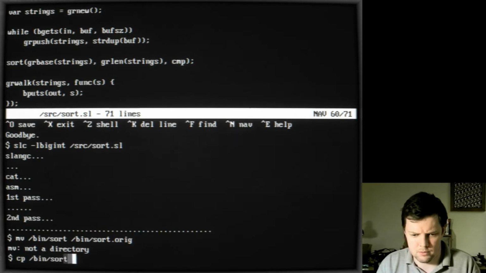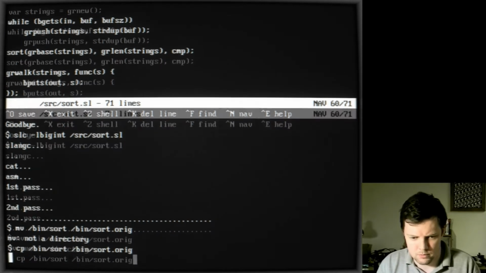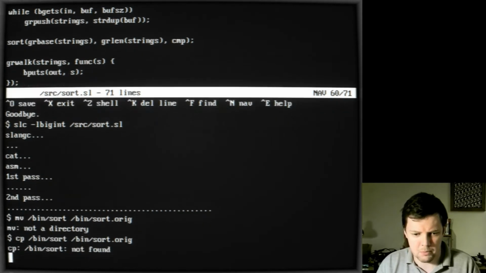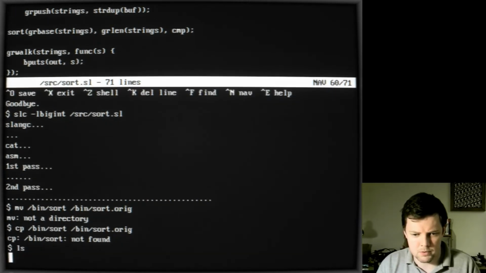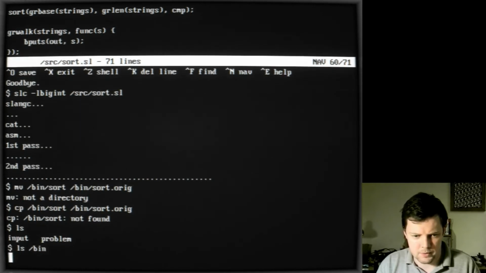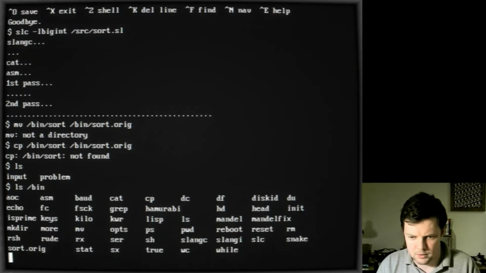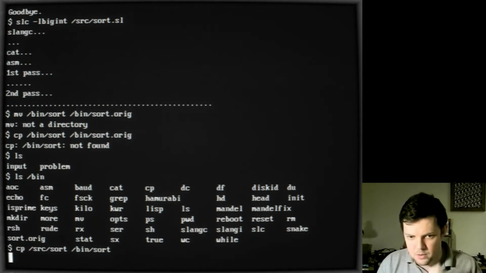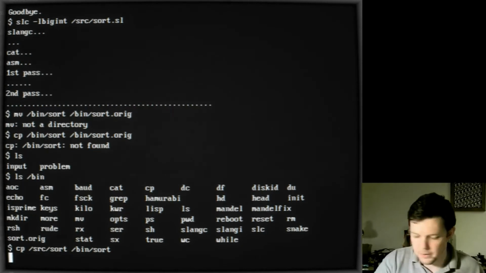Okay, fine. Not sure why my move is broken. Move, not a directory. Oh, have I just lost sort now? Oh, it has moved it. Okay. Wow, we're finding a lot of bugs today. I better start writing these down.